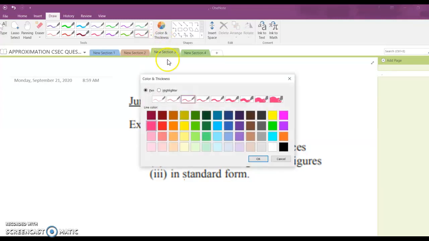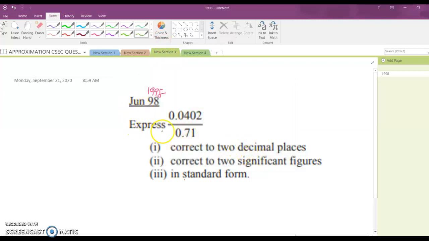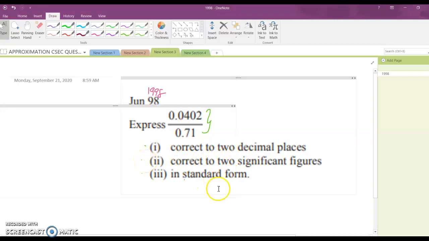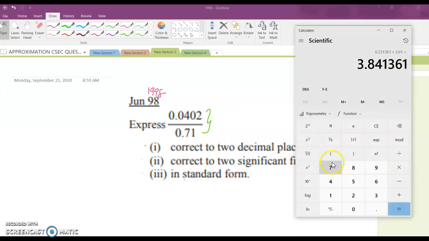Alright, let's change the color here. First we need to express this, whatever this is here, all of this, to 2 decimal places, 2 significant figures, and standard form. So firstly, just simply divide, right? So we're going to get 0.0402 divided by 0.71. You're going to get a long set of numbers.